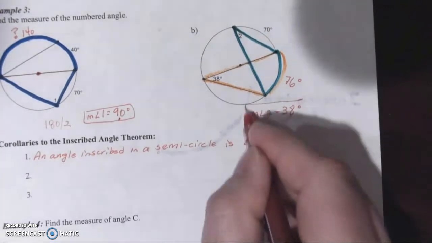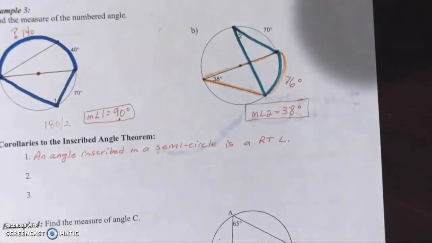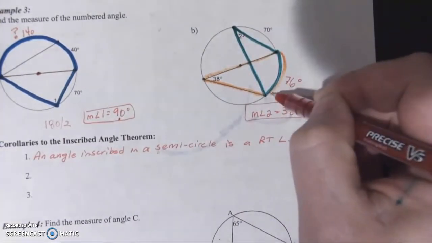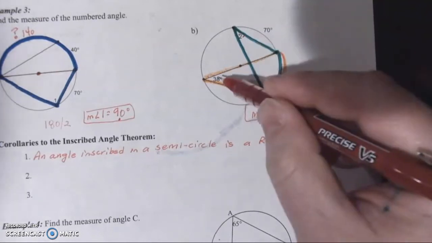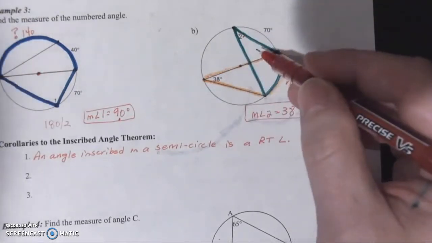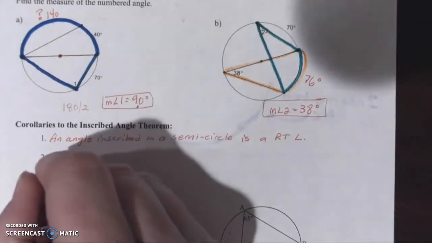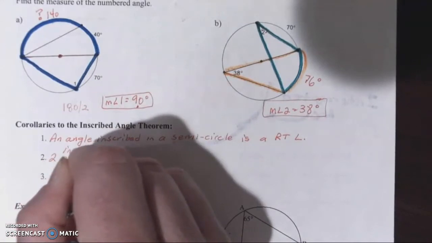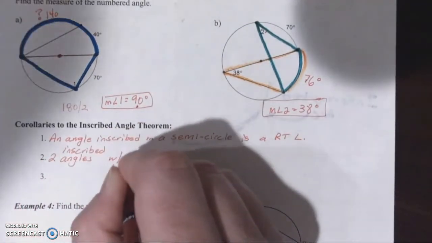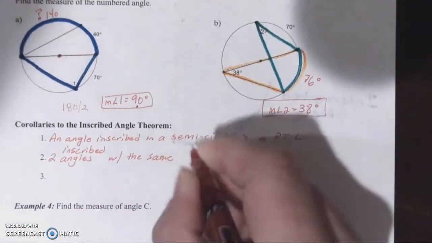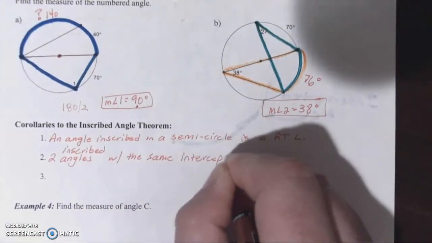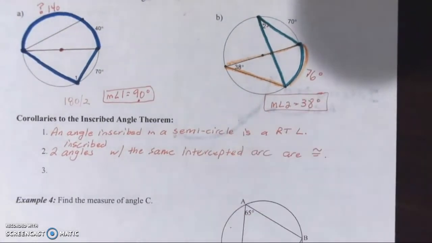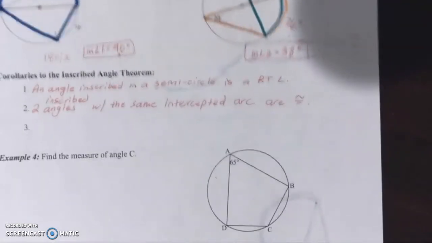It just so happens to be exactly the same as this one, which should make a whole lot of sense. If this angle and this angle have the same intercepted arc, and each degree measure will be half of whatever that is, how could these be different? They can't. And that's our second theorem that we get. Two inscribed angles with the same intercepted arc are congruent. Have to be. Just saw it right there. Okay.